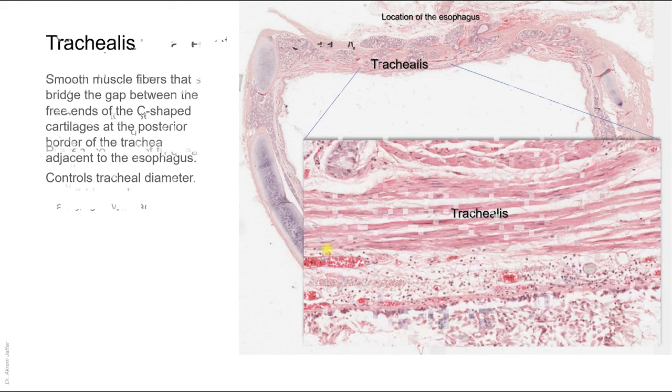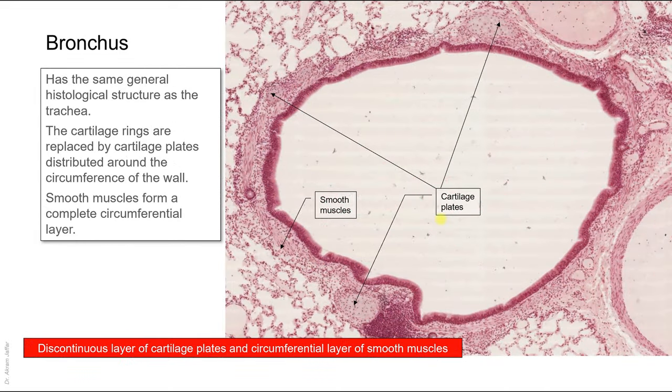of air. This is to show you a higher magnification in the posterior part of the trachea, showing the trachealis muscle, smooth muscle fibers that control the caliber of the trachea. So far about the trachea, now let's move to another part of the bronchial tree, and this is the bronchus.